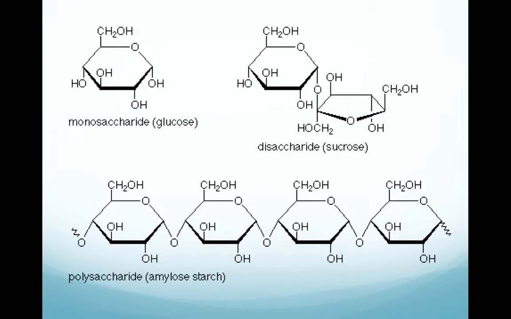Monosaccharides have a single ring, like glucose on the upper left hand of the slide. Disaccharides have 2 rings, like sucrose or table sugar, which is on the upper right-hand side of the slide. And polysaccharides have many rings, and the example here is starch on the bottom of the slide. Remember, the monomer unit for carbohydrates is the monosaccharide, so the polysaccharides are considered the polymer.